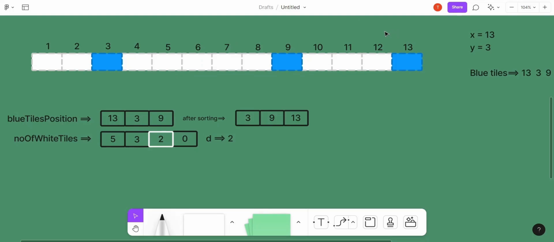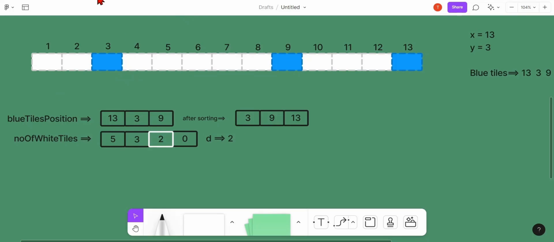Now considering the extremities, that is the number of white tiles to the left of the first blue tile and the number of white tiles to the right of the last blue tile. Before 3 we have 2 white tiles, so we consider 2, and after 13 we have 0, so we consider 0. Now the smallest number among these is 0, but we cannot color 0 tiles, so we take the first minimum element which is not 0. So we have 2 here, we take D as 2, and eventually we get the answer as 6.